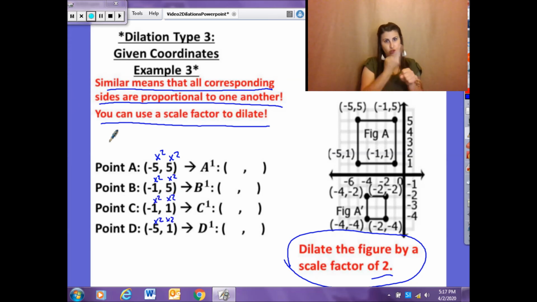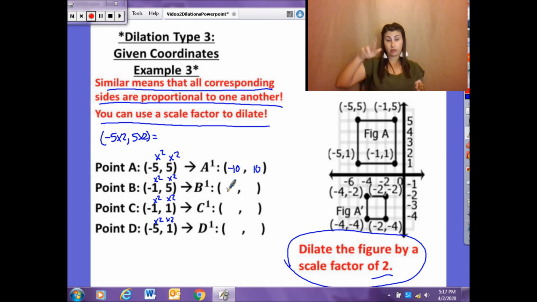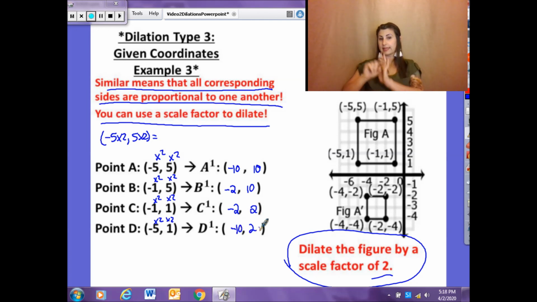You can write it like this, or you can write it like this. -5 times 2, 5 times 2, and then tell me what that equals. All right, so A prime would be -10, 10. B prime would be -2, 10. C prime is -2, 2. D prime is -10, 2. We're making it twice as big, okay?